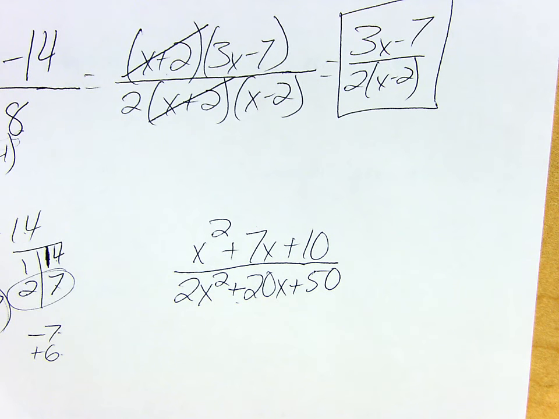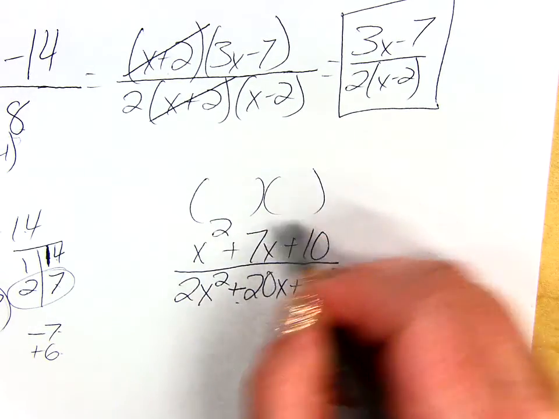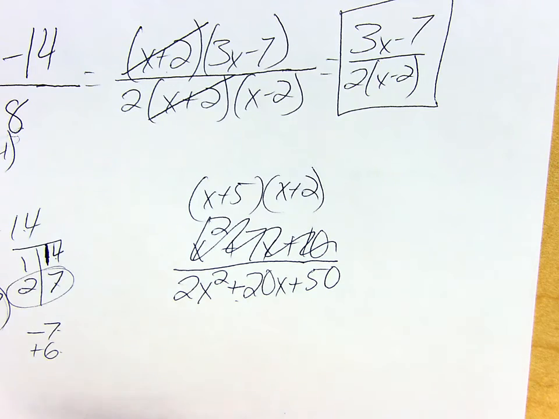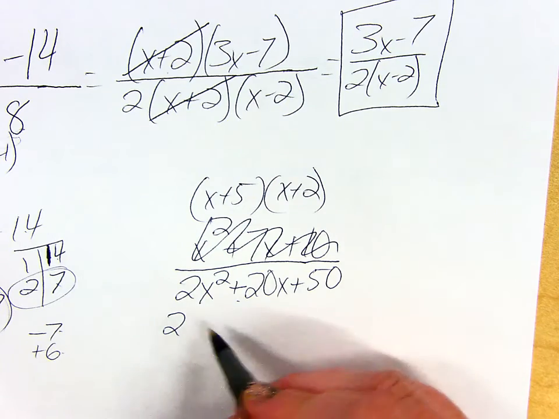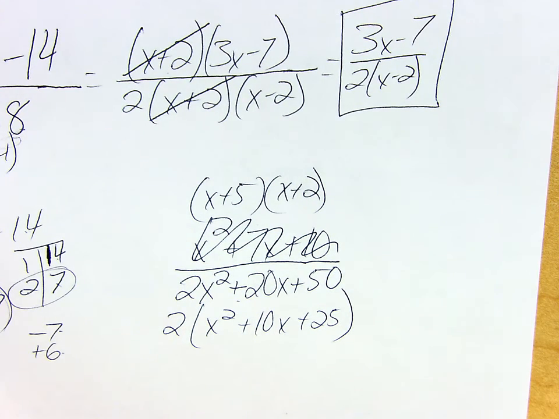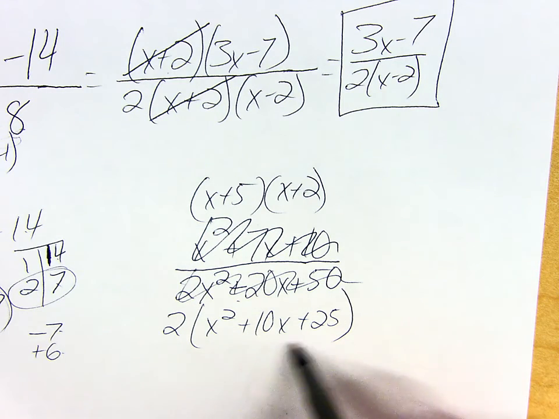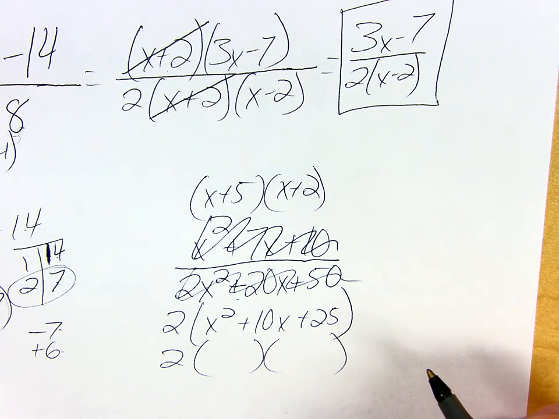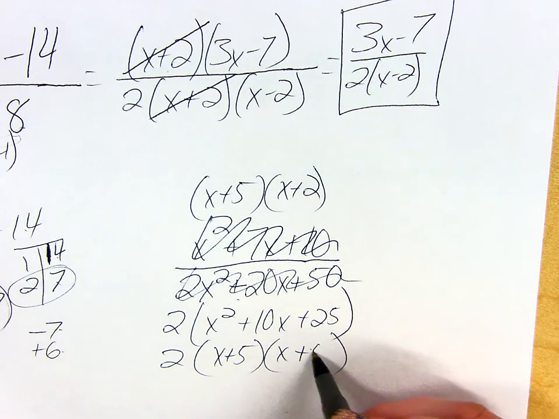Okay, we got an answer? Christina, what does the top factor into? X plus 5 or x plus 2. Correct. Okay, the denominator, what are you going to do? Take out a 2 to begin with, right? I hope everybody did that. If you didn't, you made your life so much harder than it has to be. There's a common factor of 2. Take it out. And now that I've done that, what's left here, I can factor again. So what does that factor into? Correct. X plus 5 and x plus 5.